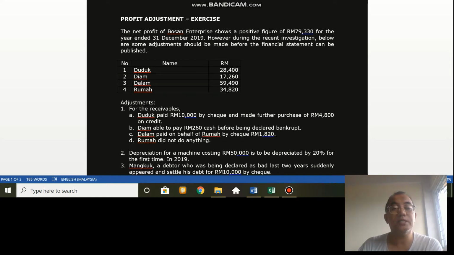Okay, this is the receivables. I forgot to put the heading, but this is the receivables. We have Duduk, Diam, Dalam, Rumah. Duduk owes us about 28,400, while Diam 17,260, Dalam 59,490, Rumah 34,850.